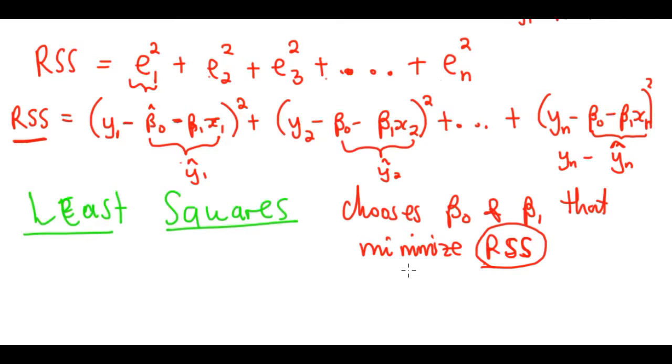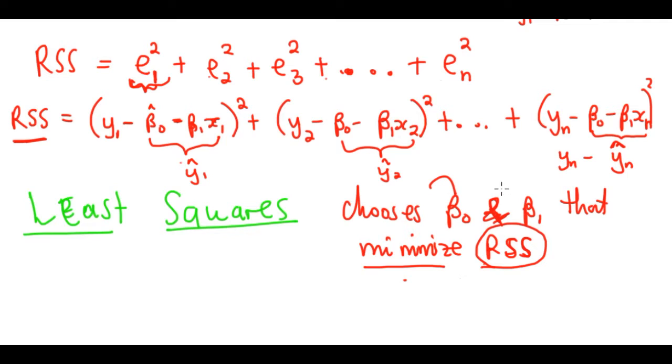Our RSS is basically the summation of the errors, so we want the errors to be minimal. We want them to be very, very small, the errors being how far our prediction was from the actual. So we want that distance from the actual to our prediction to be very small. That's why we're minimizing.